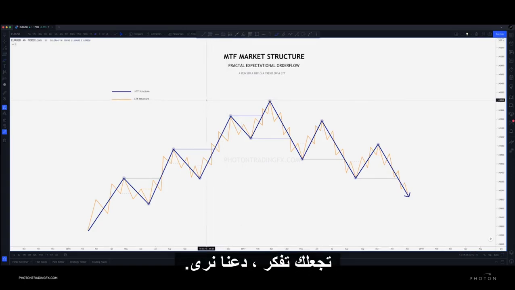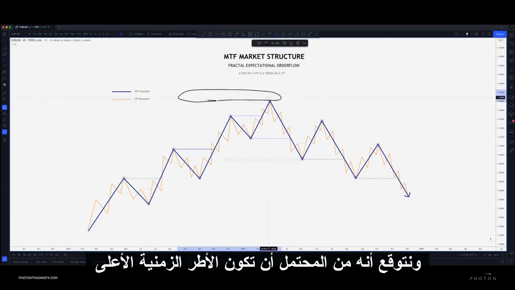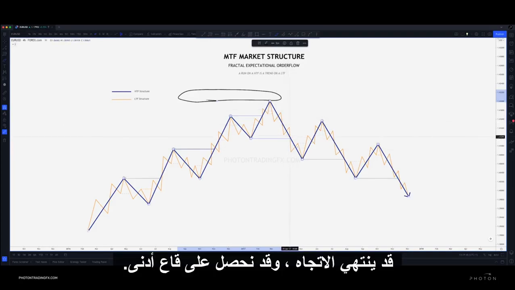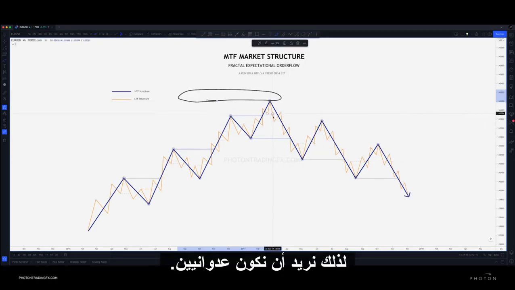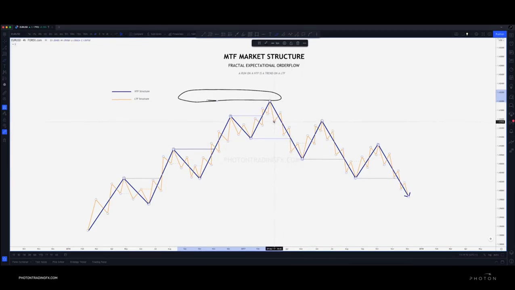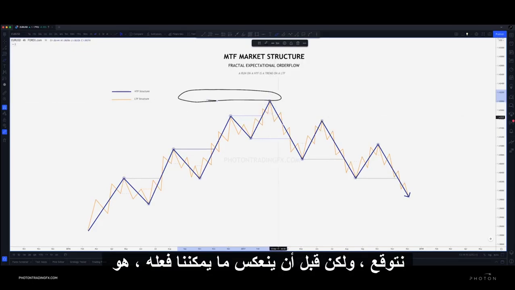But just to get you thinking, we see a big higher time frame level up here, a big supply zone, and we are anticipating that potentially the higher time frame, the 4-hour chart, may reverse and the trend may end, and we may get a lower low. So we want to be aggressive. We don't have to do this. We could wait for the 4-hour to switch bearish first. We could, but maybe we want to be a bit more aggressive and anticipate that the 4-hour is going to reverse.